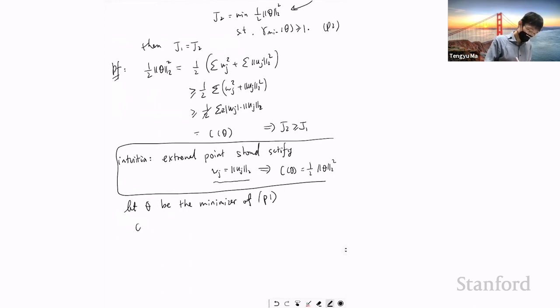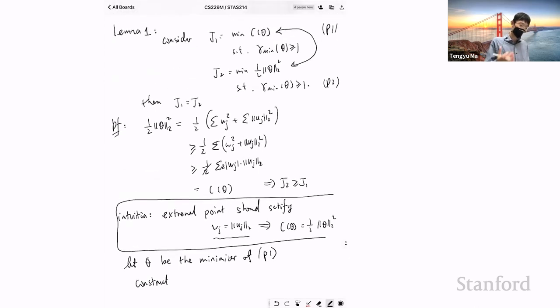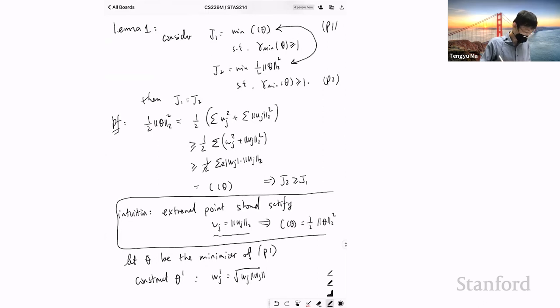And then you get a theta that is the minimizer of the first one, and you want to construct a theta prime which is very good in terms of the second program. So you construct a theta prime, and you take Wj prime to be the renormalized version of Wj, and Uj prime again to be the renormalized version of Uj.